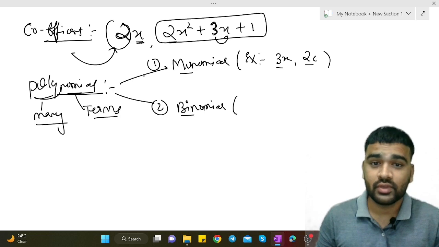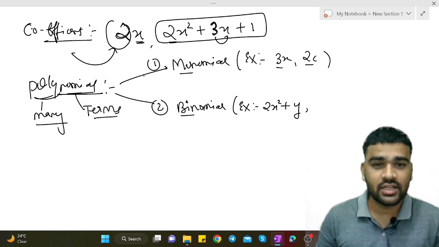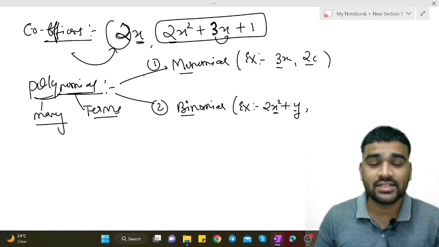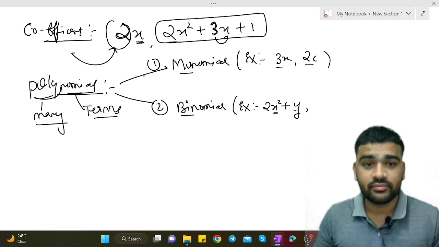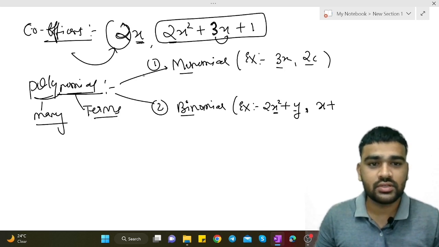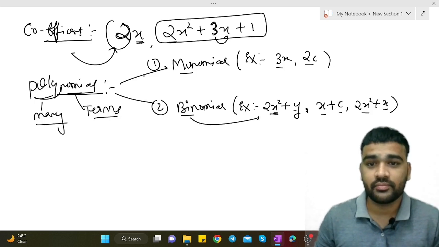Binomial means two. For example, 2x squared plus y, where this is the first variable and this is another variable. Or x plus c, or 2x squared plus x. Here you have two terms, which is why it is known as a binomial.